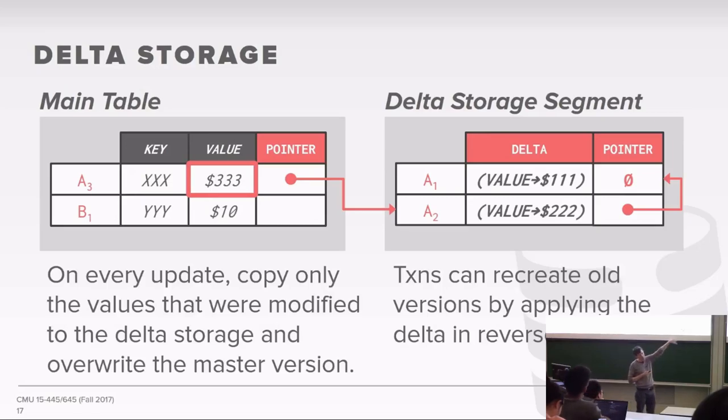The time travel table and the delta storage segment make garbage collection much easier in some ways, because there's a single region in memory or in storage. You just say these are all now not visible by any active transaction, and you just blow it away. Whereas in the append-only case, you have to scan through and find versions that shouldn't be there and then prune them out.